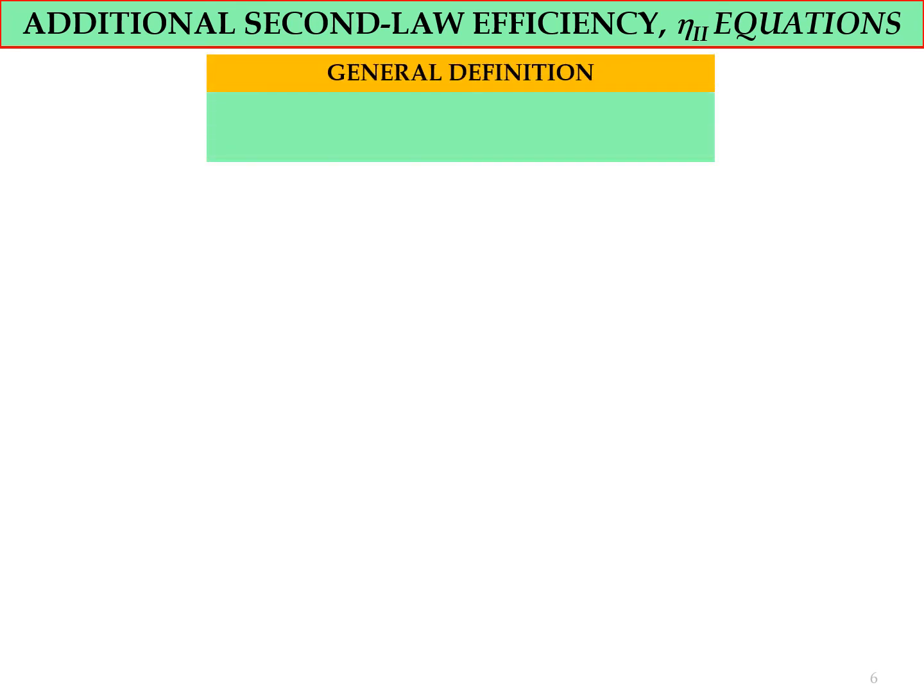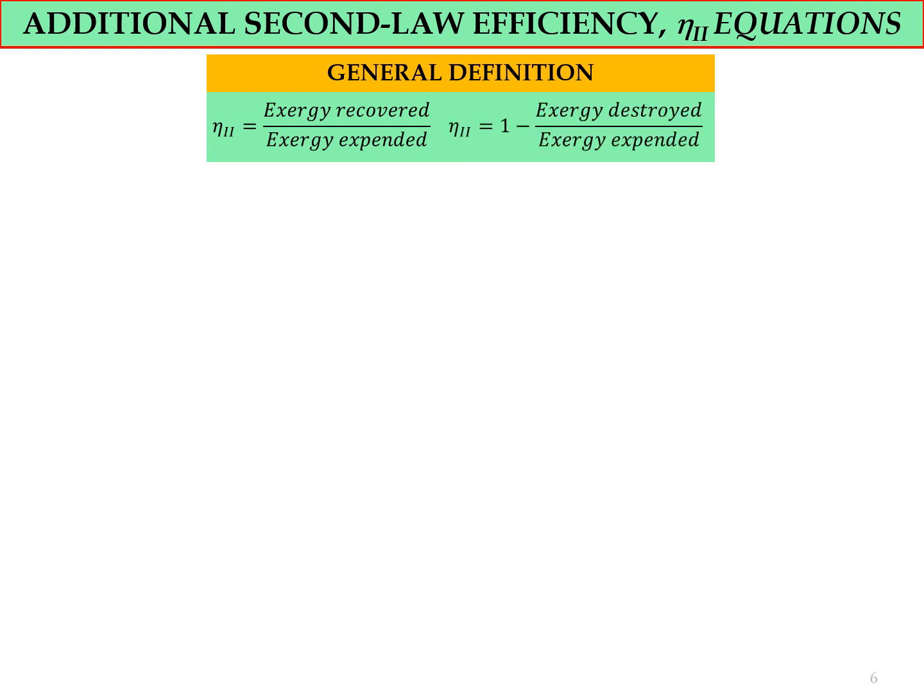Additional second law efficiency equations. So we have the general definition for second law efficiency, which is equal to exergy recovered divided by exergy expended for work producing device, and also another equation is 1 minus exergy destroyed divided by exergy expended for work consuming device. So it is also equal to the thermal efficiency of the system divided by the reversible thermal efficiency of the system.